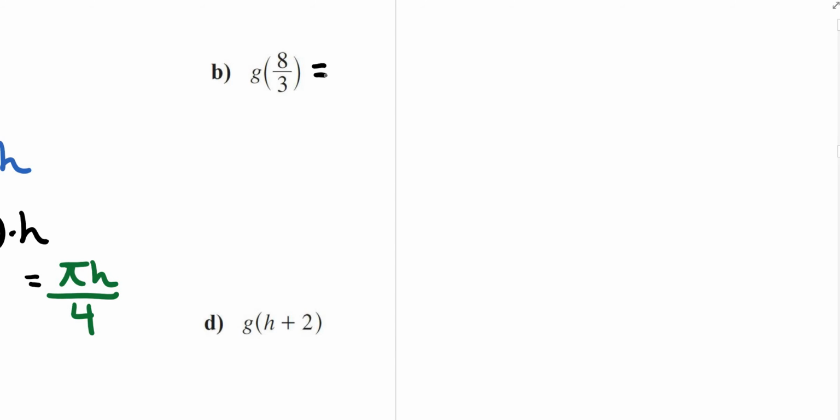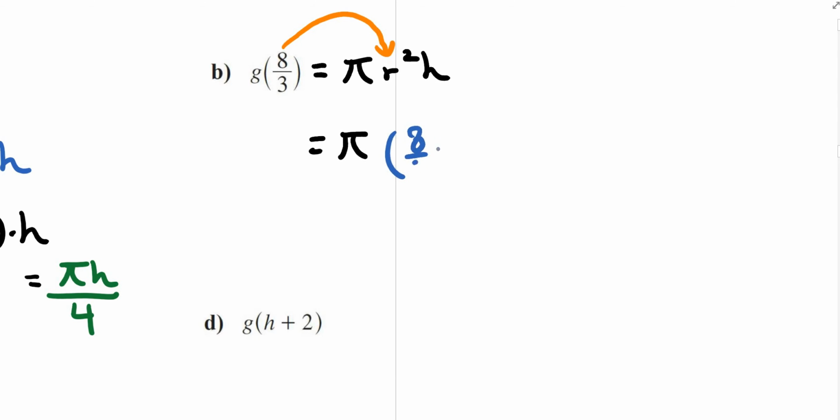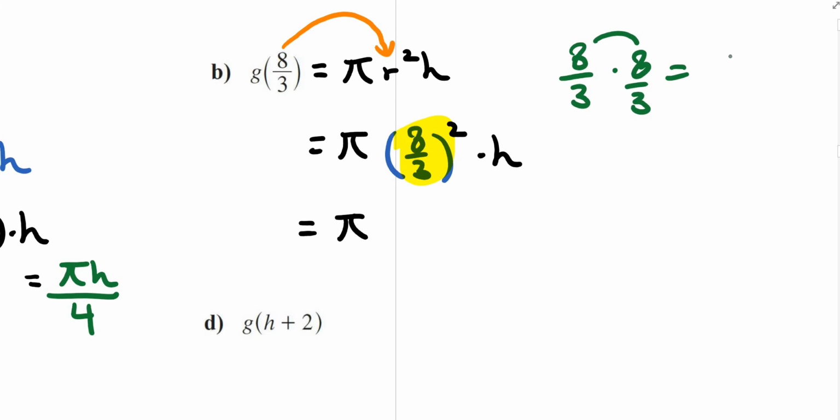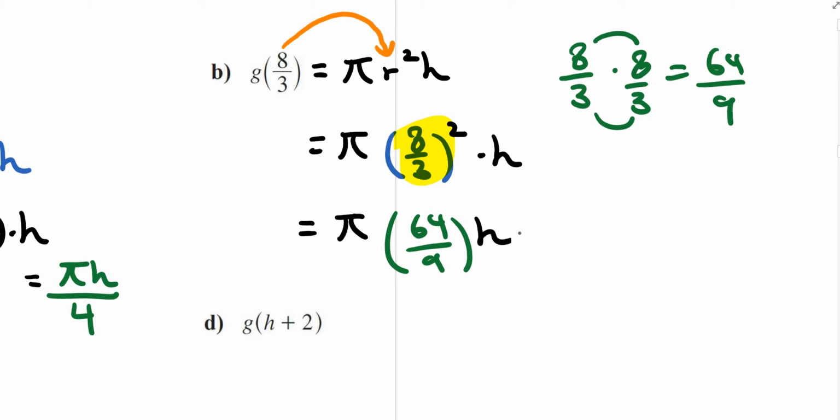So g of 8/3, and that's going to equal pi r squared h. Basically the 8/3 will replace the r variable. So if I do that, I get pi, and then bracket 8/3, and all that's being squared, times h. Now think about this calculation over here, 8/3 to the power 2. That's the same thing as 8/3 times 8/3, and 8 times 8 is 64, and 3 times 3 is 9. So this is really going to be 64/9, and then times h.